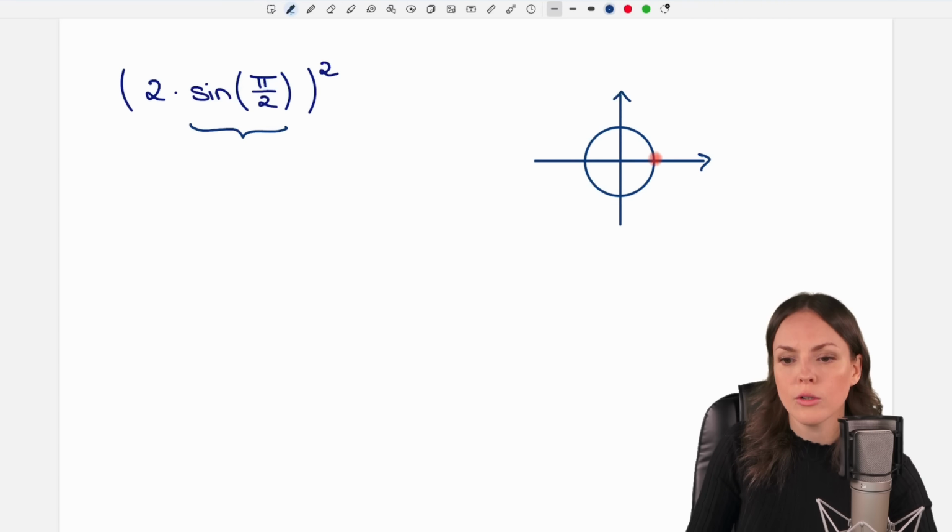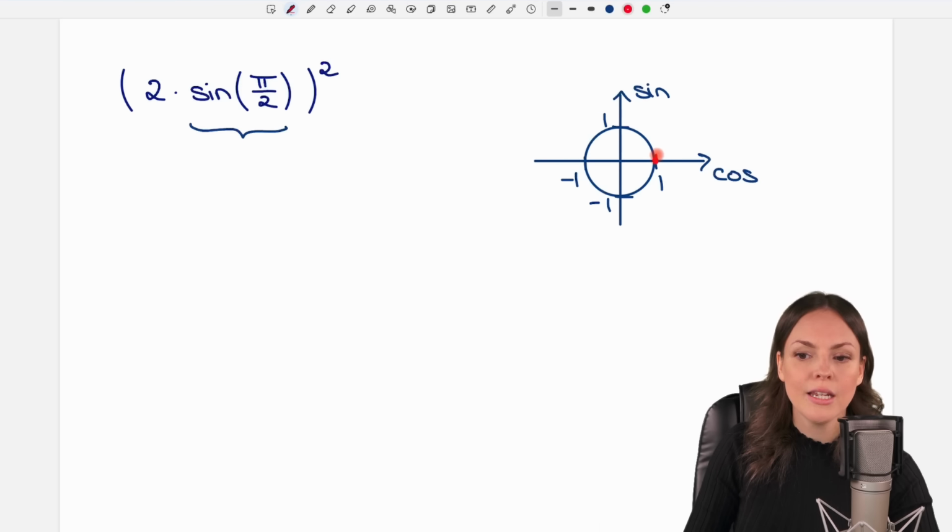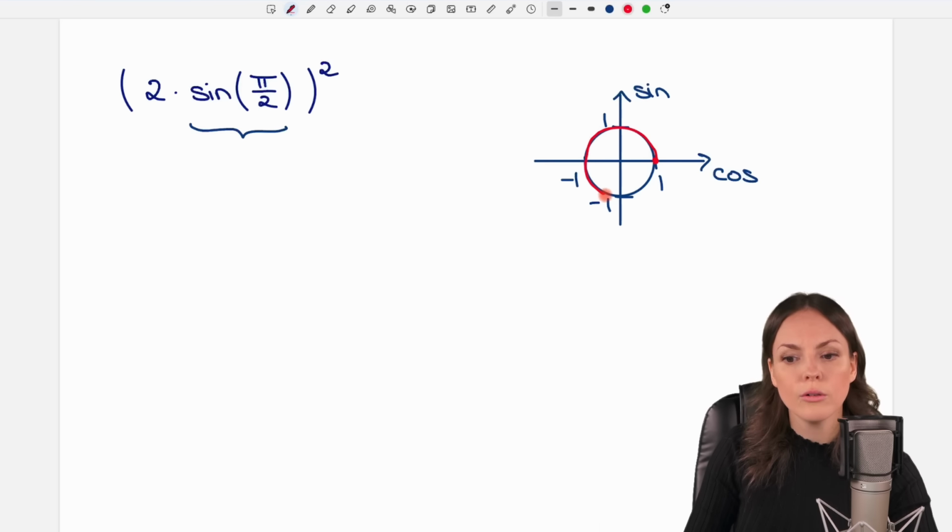So our circle goes through 1 here, negative 1 here, and negative 1 here as well. On the x-axis, we can find the values for cosine, and on the y-axis, we can always find the values for sine. We are interested in sine of this angle, so we look at the y-axis to find our value. We always start at this point here, and then we go around our circle, and that depends on this angle.